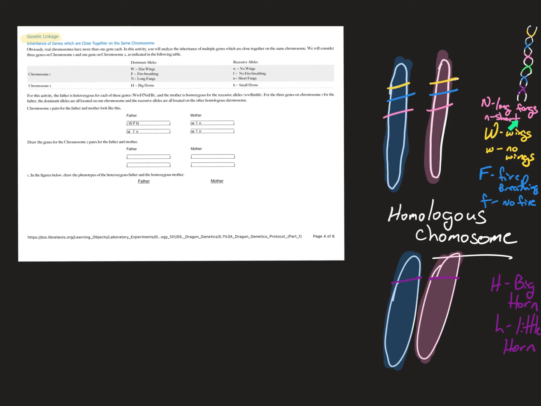Remember that these would be the phenotypes. The symbols N or W or F, those are the genes. The phenotype would be what you get at the end. The phenotype depends on the combination of genes.